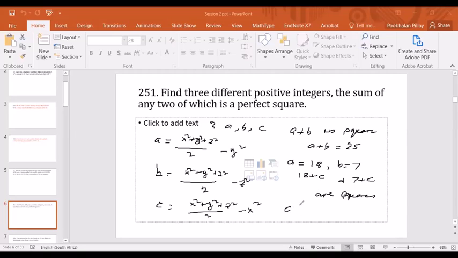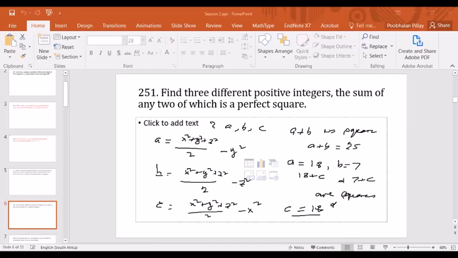So here it is. I found my C. C is 18. Can you see 18 plus 7 is 25? 18 plus 18 is 36. And 18 plus C, which is 18 plus 7, is 25.